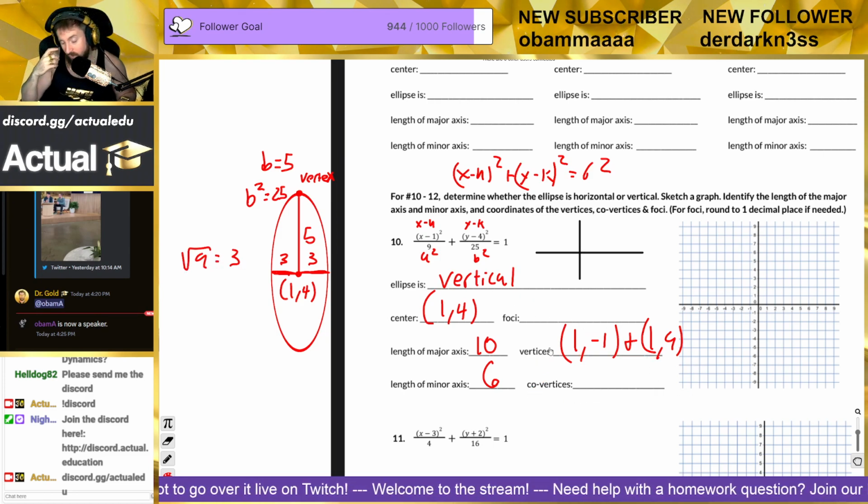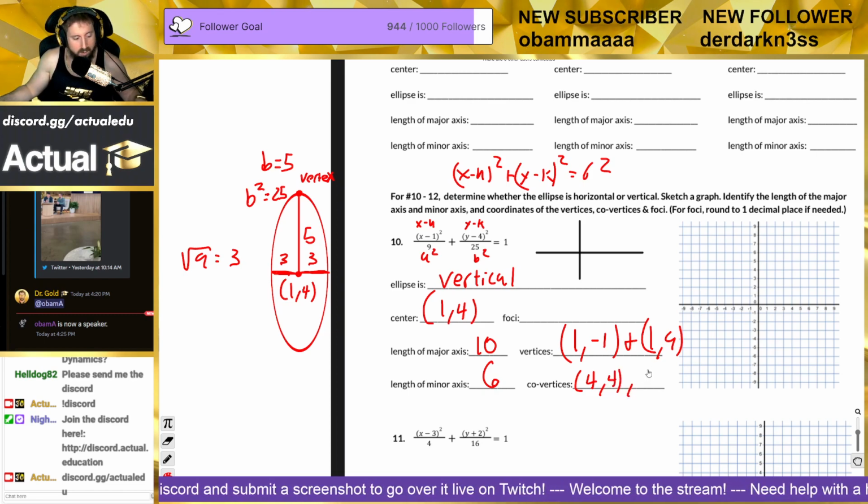How do I find the co-vertices here? 3 plus 1, and then 1 minus 3. So what are those points? 4, 4 and then -2, 4. I think. Yeah, nice.